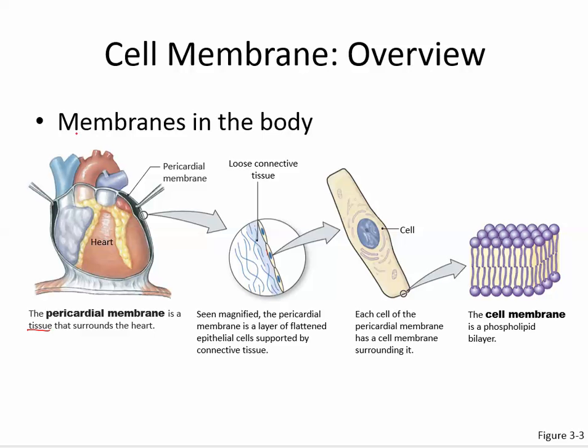Okay, so this term membrane can be confusing sometimes, because it can actually refer to anything. Overall, it's a coating. It's something that's outside. So here you can see the pericardial membrane, which is actually made up of epithelial cells that coat the outer. It's an outer coating of the heart. We'll talk about that more when we cover cardiovascular.